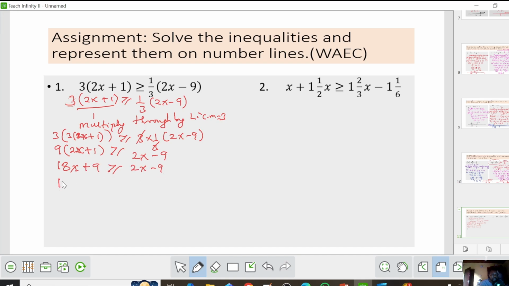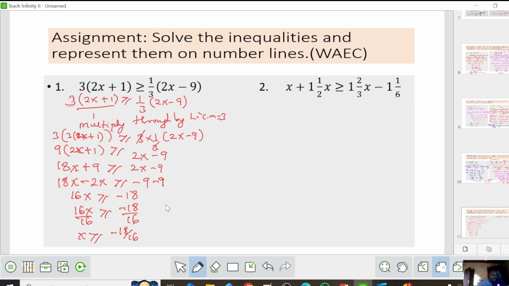If I collect like terms, I get 18x minus 2x greater than or equal to minus 9 minus 9. When it crosses the inequality sign, it becomes minus 9. It's a plus 9 here, and when it crosses, it becomes minus. So subtracting, that gives me 16x is greater than or equal to minus 18. I'm dividing both sides by a positive number, 16. The inequality will not reverse because it's a positive number. So x will be greater than or equal to minus 18 over 16.